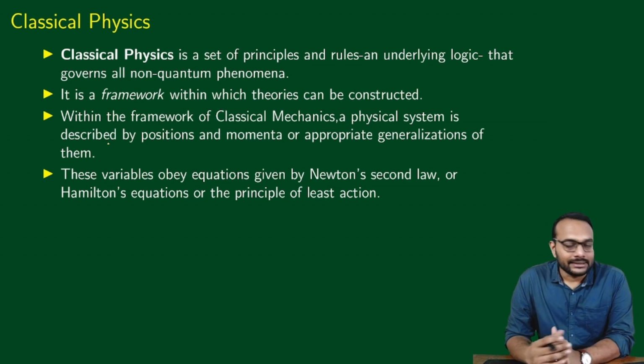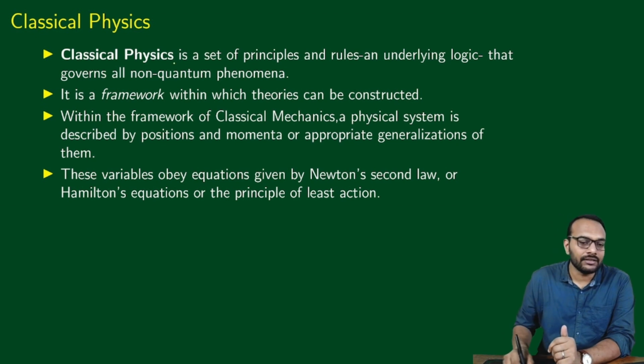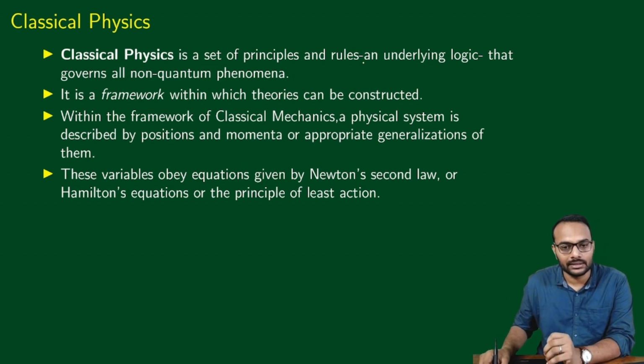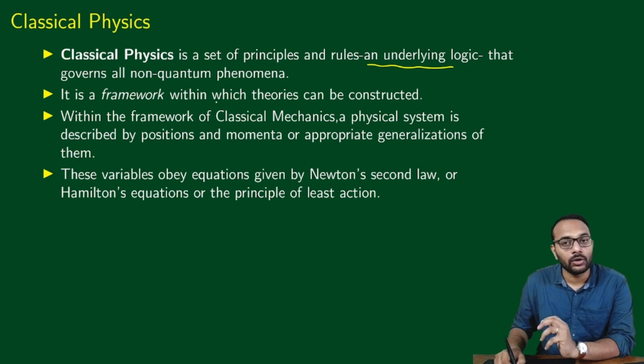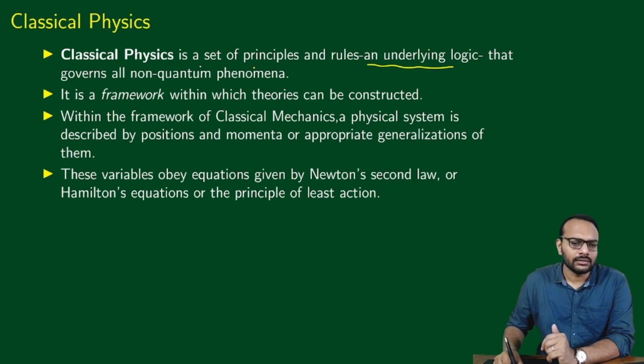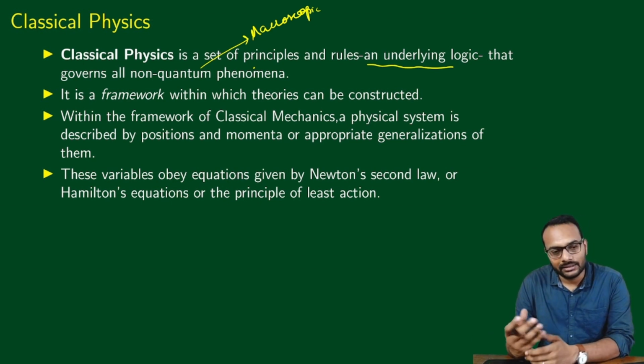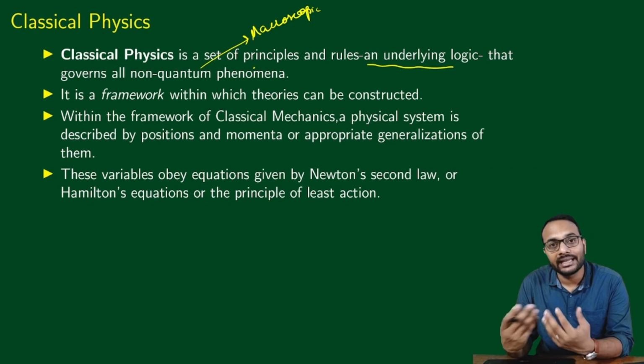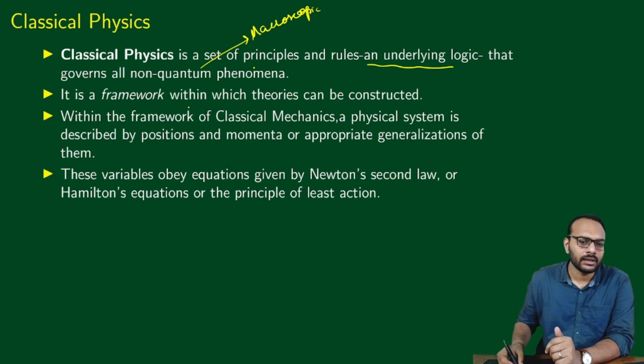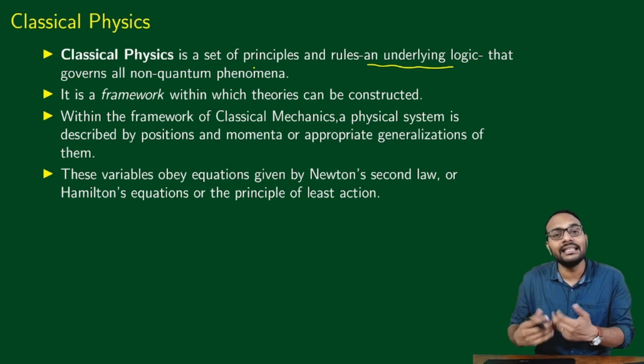So with that, let's have a quick look into classical physics. You have already studied classical mechanics. So what is classical mechanics actually? Classical physics is a set of principles and rules, an underlying logic that governs all non-quantum phenomena. By non-quantum, I can roughly mean macroscopic. So classical mechanics roughly deals with the macroscopic world, where quantum mechanical phenomena and quantum mechanical uncertainty are not important.